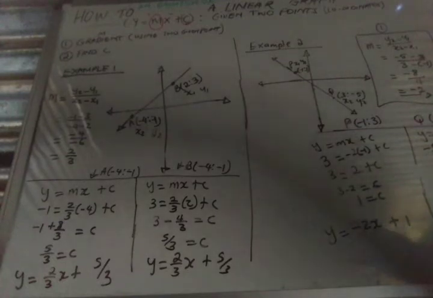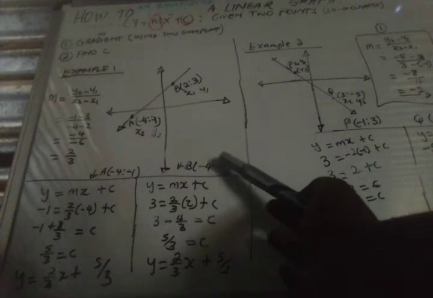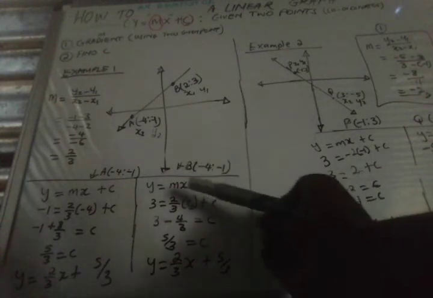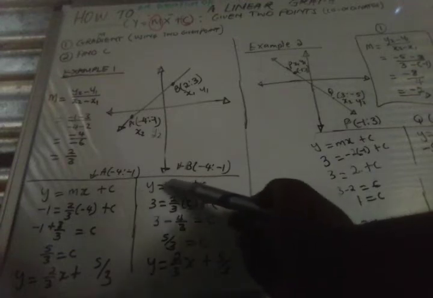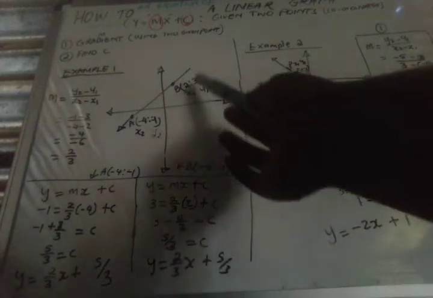Similarly, even if I had used the coordinates of B together with the gradient, I would still get the same thing, because I would substitute the y value of B, which is 3, and the gradient, which is 2 over 3, and the x value at B, which is 2.